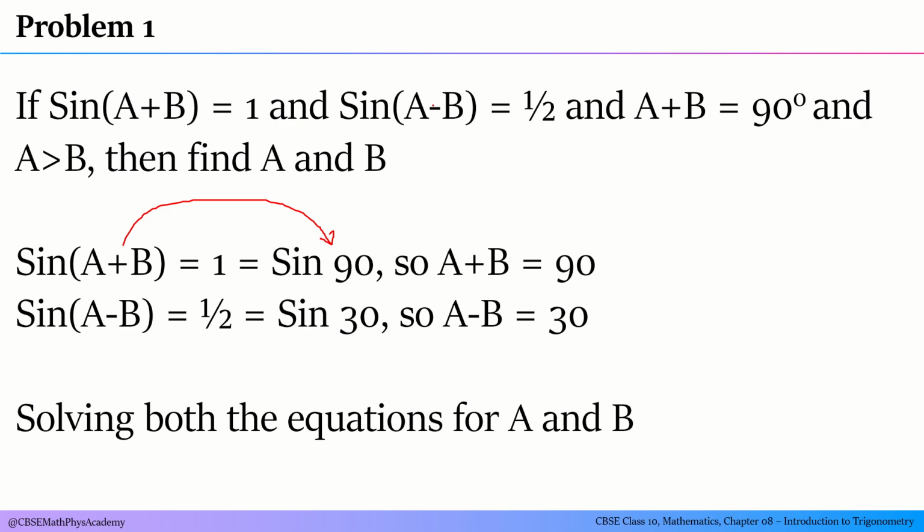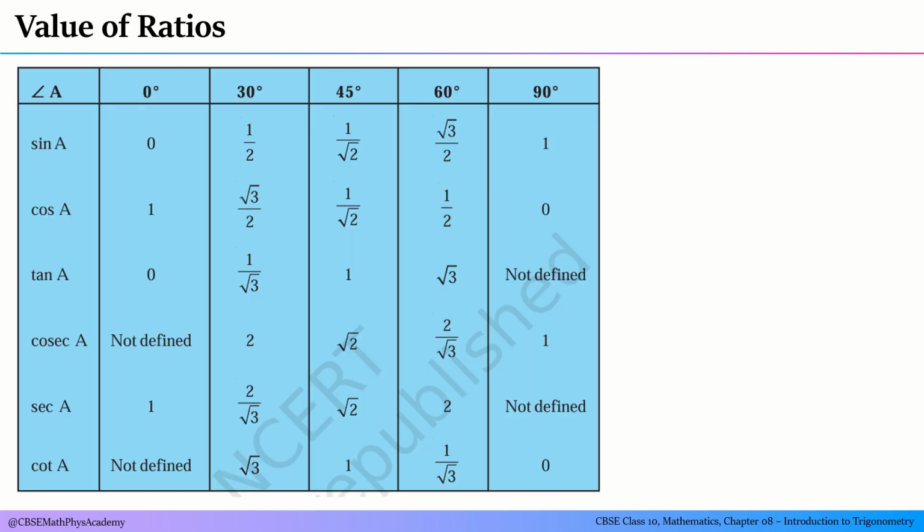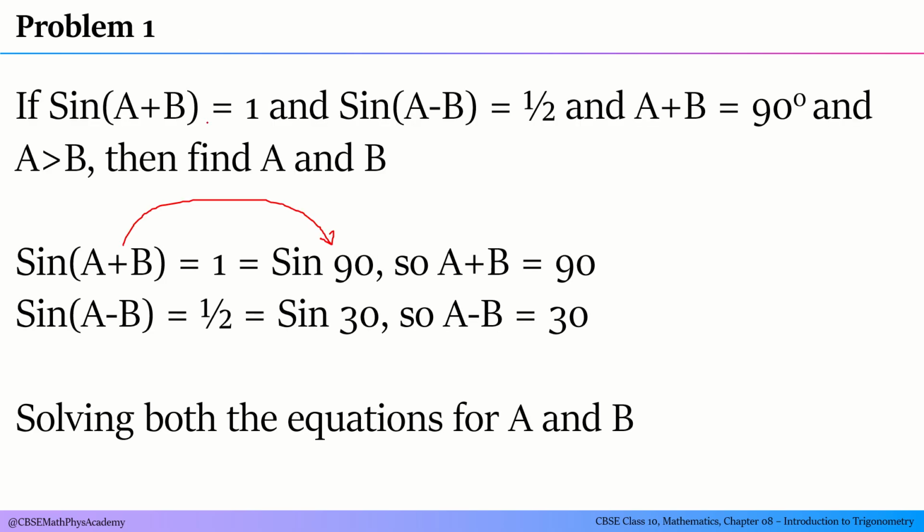Then they have given sin(a - b) is equal to half. For what value of angle is this half? It is 30 degrees. For 30 degrees, you get sine as half. So I put sin(a - b) is equal to half, which is equal to sin 30 degrees, and now relate a - b is equal to 30.